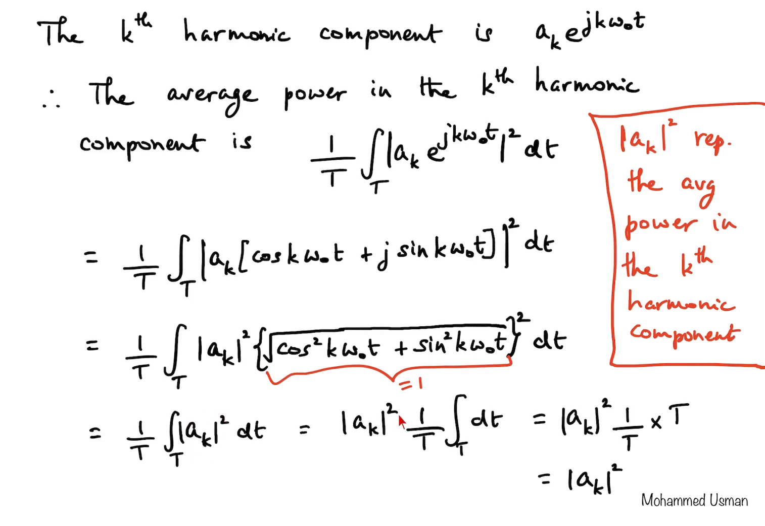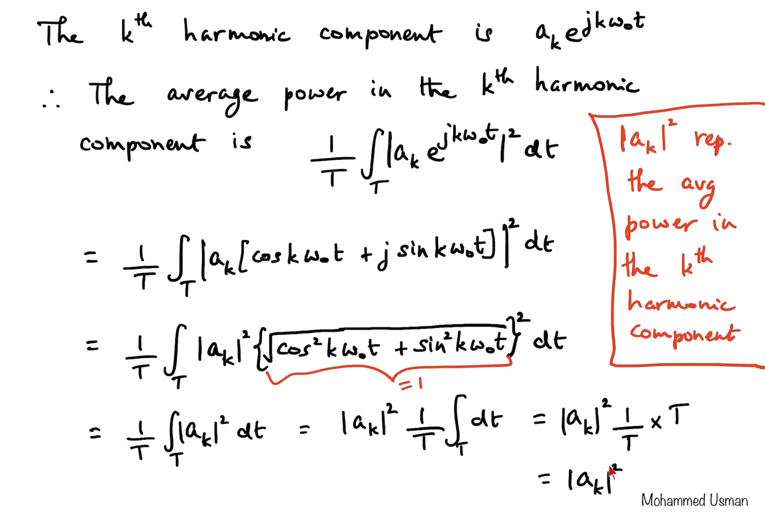These ak's are the Fourier series coefficients, so we can take them out of the integral, and this basically becomes 1 by T, and the integration of dt over one period is T. So we get simply the magnitude of ak squared. That means this is representing the power in the kth harmonic component.